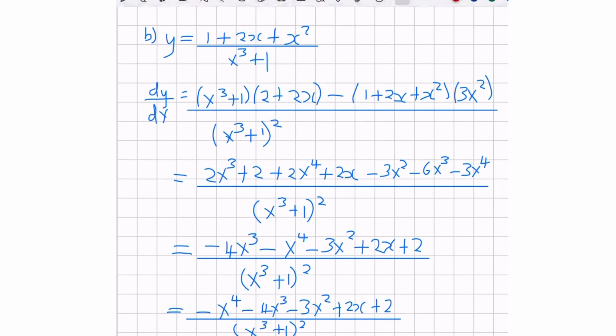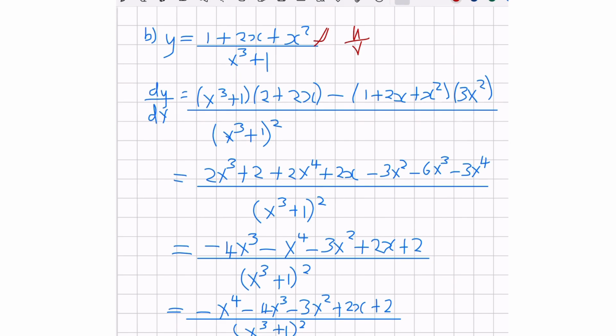A second example, just to reinforce our understanding. I've got a function here that is y equal to 1 plus 2x plus x squared over x cubed plus 1, which is this one. If you look, it's in the form u over v, where u and v are both functions of x. Then how do we go about solving this?